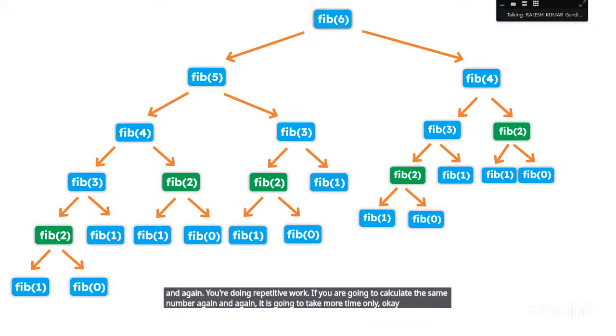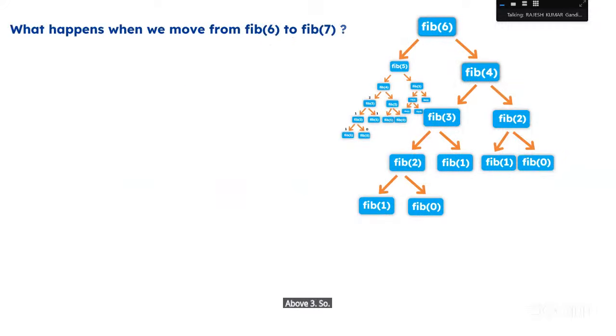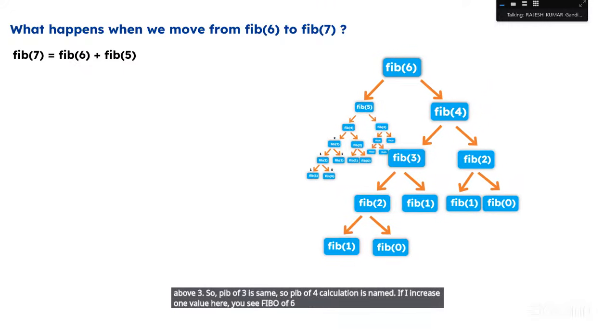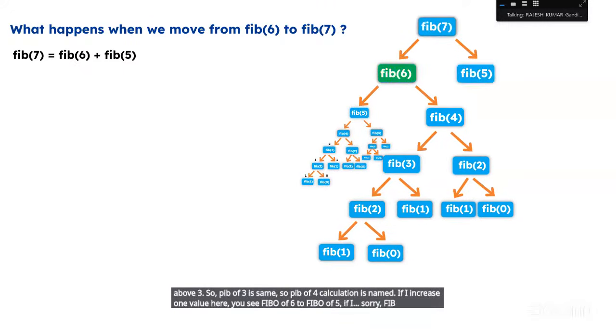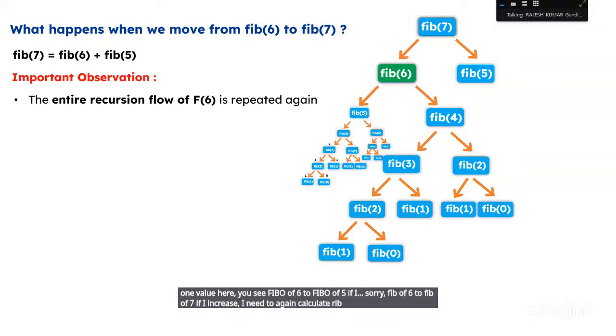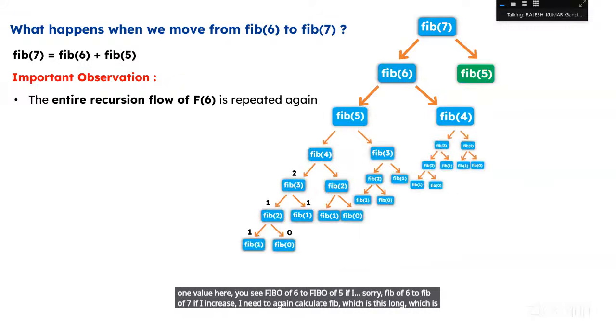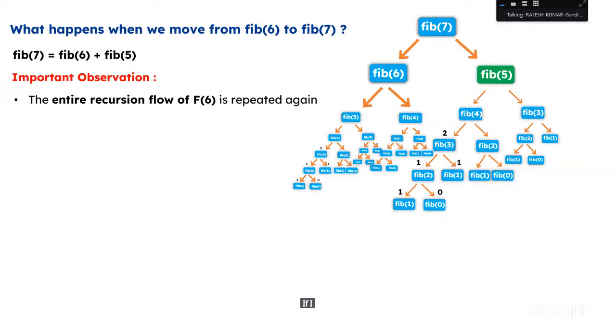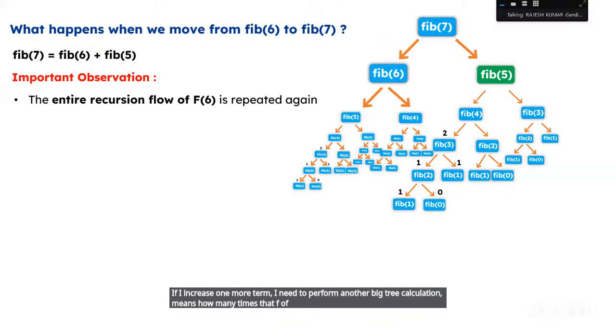Okay. Now, if you check fib of 3, it is the same. The fib of 4 calculation is the same. If I increase one value here, say fib of 6 to fib of 7, I need to again calculate fib of 5, which is this long. All that tree I need to generate again. If I increase one more term, I need to perform another big tree calculation. Means how many times fib of 2, fib of 3 would have been repeated.